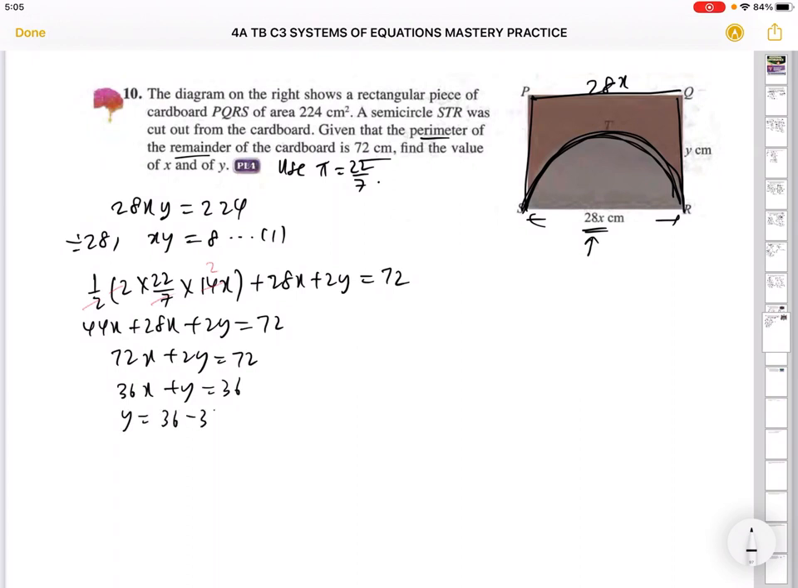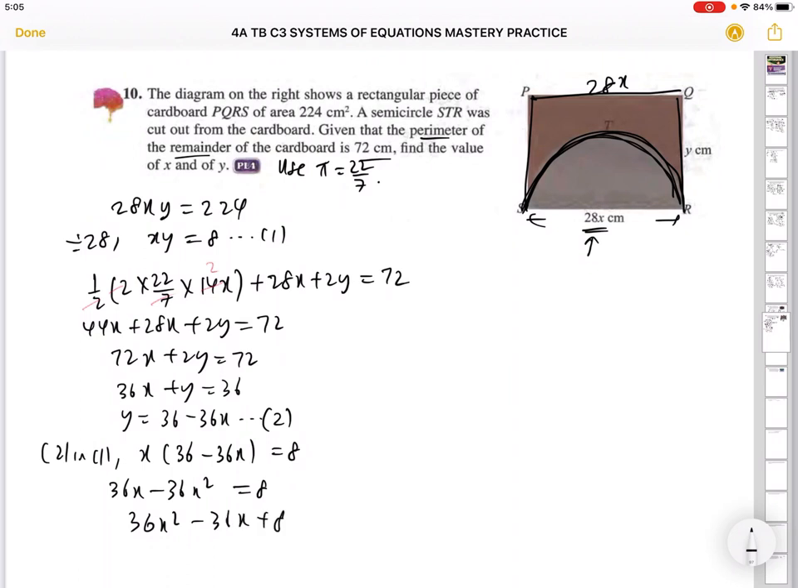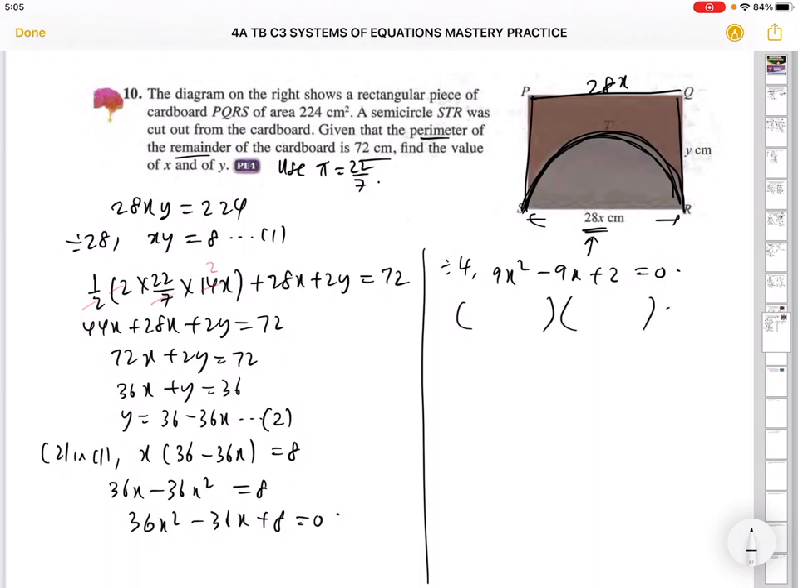Equation number 2. So when I sub 2 in 1, x times (36 minus 36x) equals 8. Just expand this, 36x minus 36x squared equals 8. Bring over: 36x squared minus 36x plus 8 equals 0. The numbers are a bit big, so we should divide everything by 4. So we get 9, 9 and 2. Right, can factorize. 9 times 2 is 18. Factors of 18 should be 6 and 3. To get 6 and 3, to get 6, I put 2.